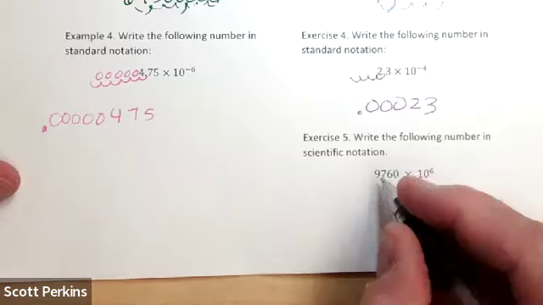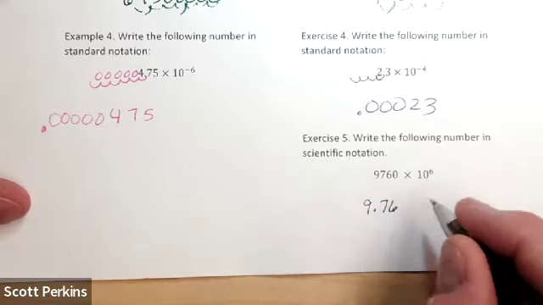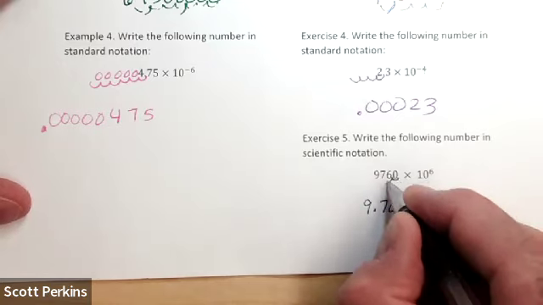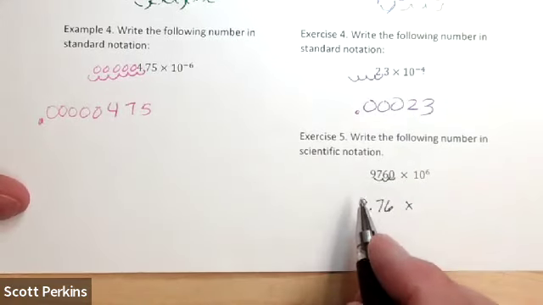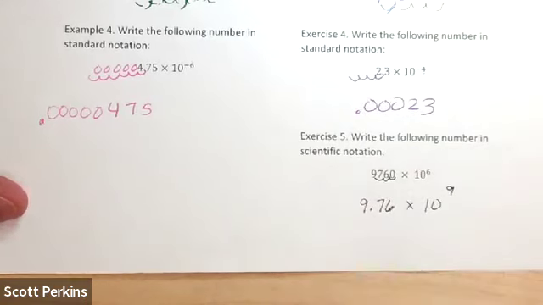Okay, so in scientific notation, this would be 9.76, and you can put the 0 on. I'm going to leave it off. So now what I've done is I've moved the decimal 1, 2, 3 places to the left. Moving the decimal to the left increases. So instead of 10 to the 6th, it's going to be 10 to the 9th. I increased the exponent by 3.